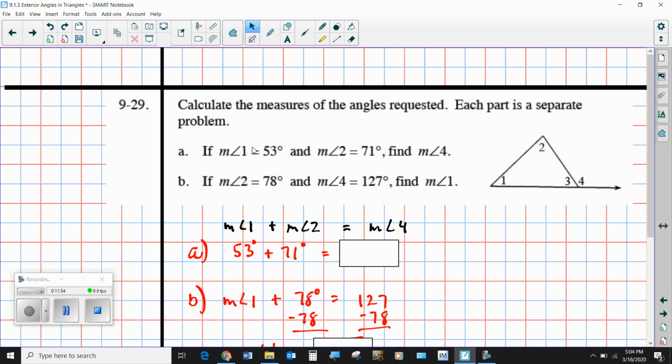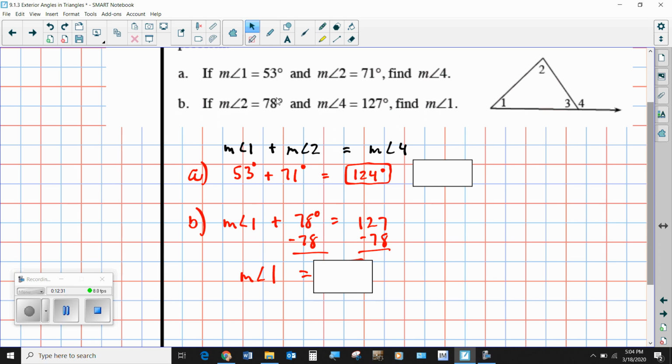Okay, so let's see. If angle 1 is 53 degrees and angle 2 is 71, then we know angle 4 has to be the sum of those two angles. So you should have said this has to be 124 degrees. So we can now figure out what 3 is, because we know triangle sum theorem, the three of them add up to 180. So these two plus that equals 180. But we also know that this plus that equals 180 because they're supplementary angles. So you can figure out what 3 is as well, even though we're not going to do that. We don't need to for this problem.